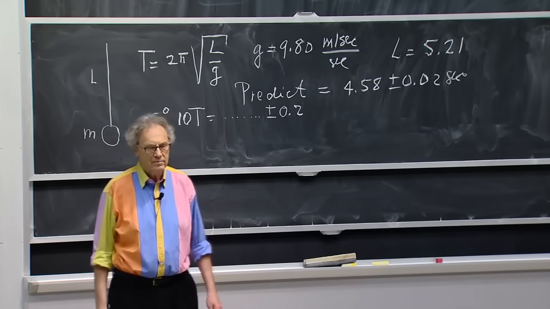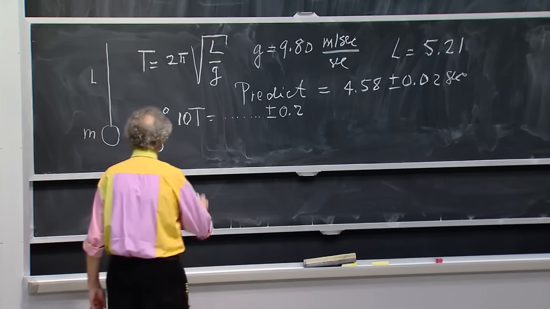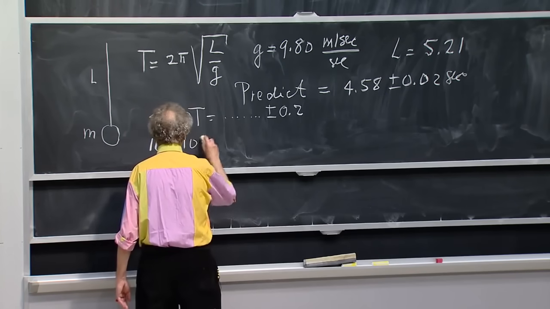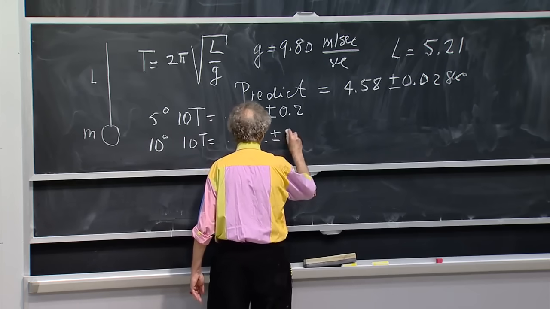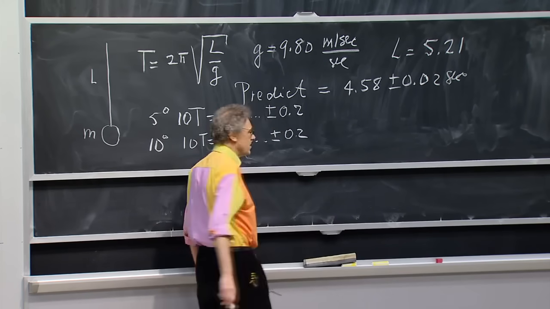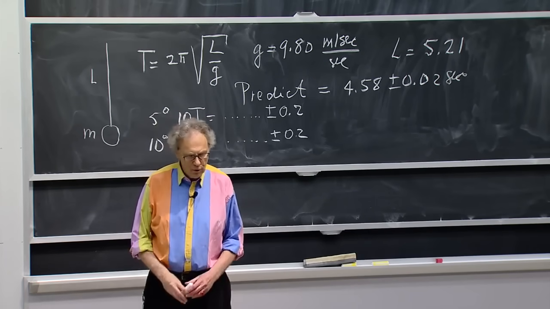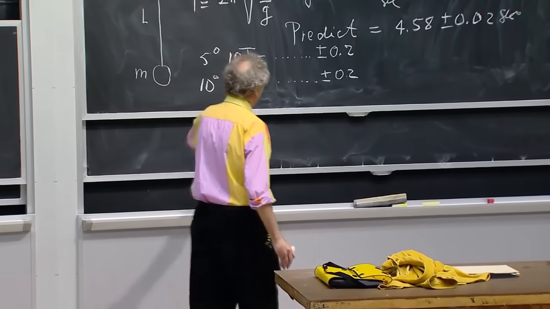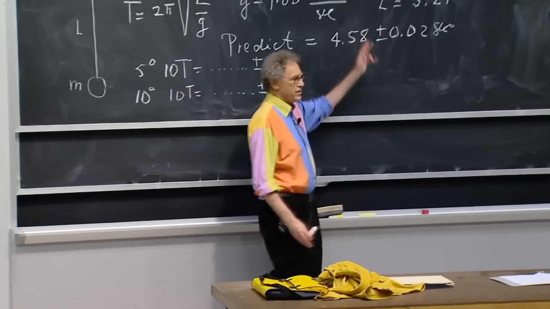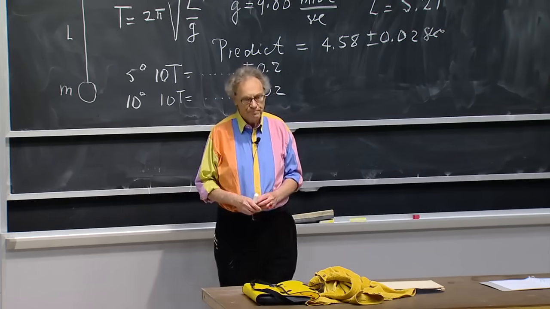I can't change that. And so then I do it at 10 degrees, and then we get again 10t. We get a number, and then we get again plus or minus 0.2 seconds. And I'm going to demonstrate to you that within the uncertainty of the measurements, I get the same numbers in all 3 cases, within the uncertainty.